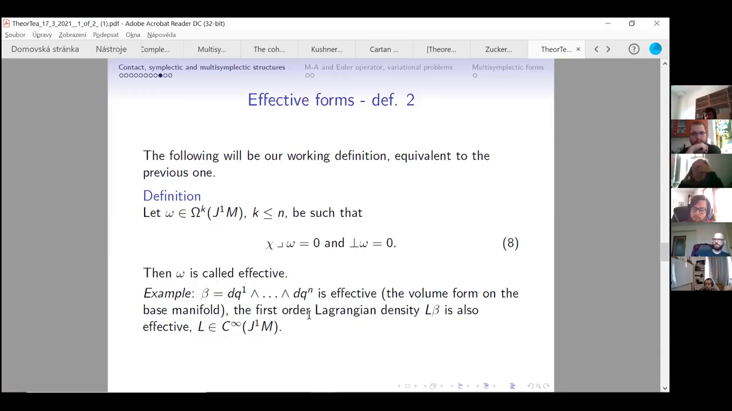Moreover, if we pick an arbitrary smooth function on J^1 M and construct L β, it can in fact be shown that L β locally is the most general n-form which gives rise to a first order Lagrangian down on the base, if we pull it down on M. So L β is in fact the most general thing that gives rise to first order Lagrangians in the standard sense on the base manifold. And this L β is effective as well.